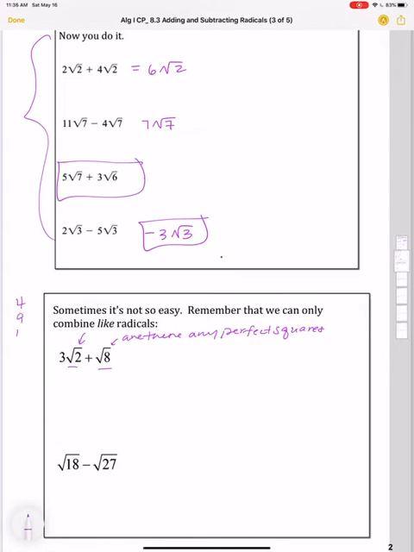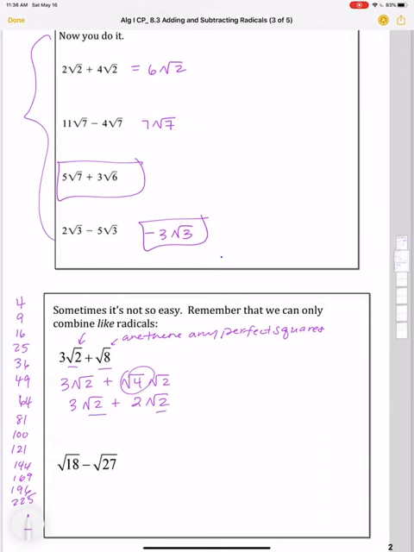4, 9, 16, 25, 36, 49, 64, 81, 100, 121, 144, 169, 196, 225, all of those numbers. So do any of them go into this? Yeah, 4 goes into that. So it's 3 root 2 plus the square root of 4 times the square root of 2. So it's 3 root 2 plus 2 root 2, because the square root of 4 becomes 2. Now they are the same, and I can add 3 plus 2, and I get 5 root 2.